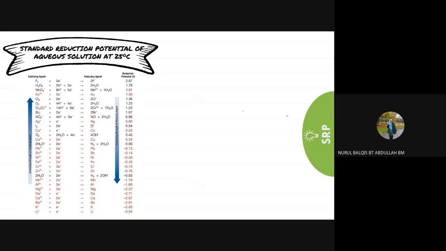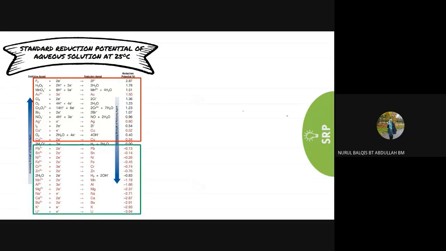Okay. So you can see we have two values here, positive and negative. And in between them, we have this 0.00 volt. This 0.00 volt comes from the hydrogen electrode, which acts as a reference. Okay? Sebab itulah kita guna SHE tadi nak cari electrode potential. Nak dapatkan semua number-number ni.